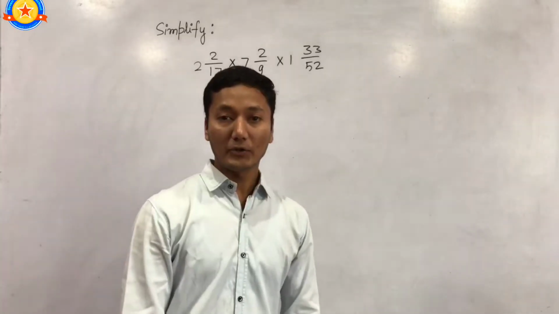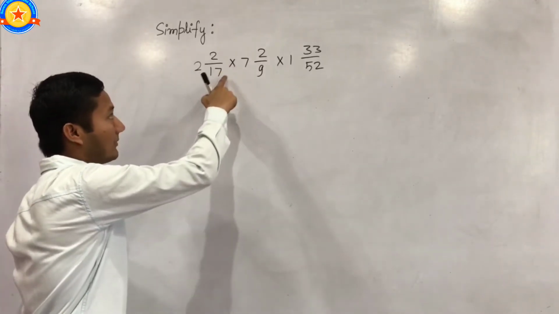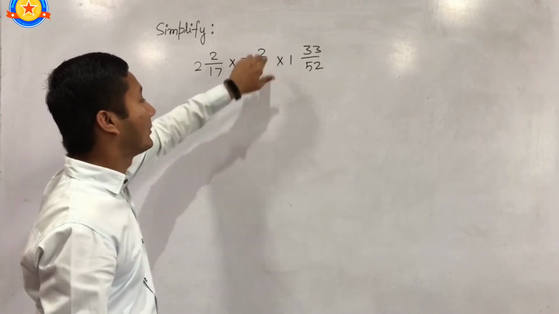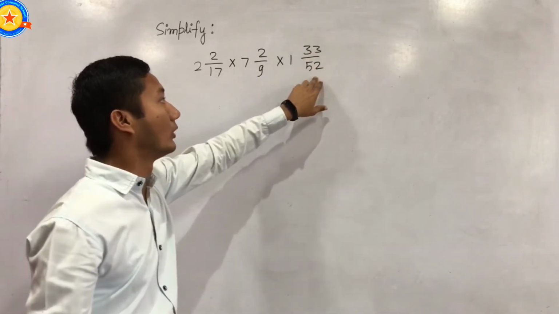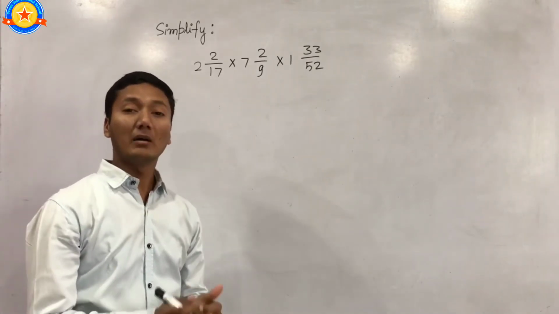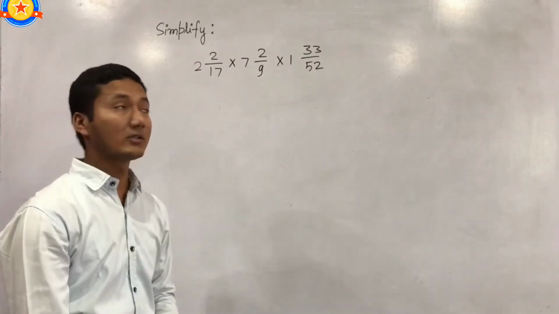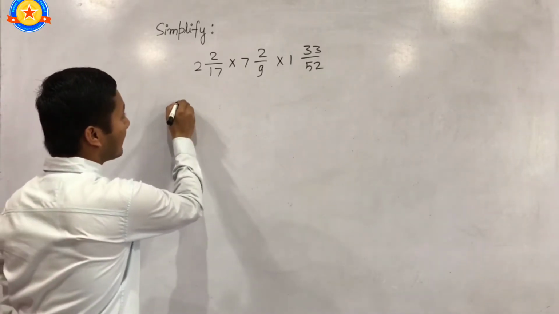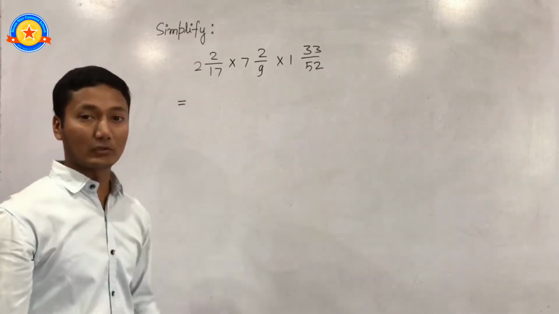Now students, our next question is 2 whole 2 by 17 multiplied by 7 whole 2 by 9 multiplied by 1 whole 33 by 52. Now this time we have to multiply mixed numerals with mixed numerals. Now if we are going to solve this, then how can we solve it? Just simply, first of all, we need to make fractions from the mixed numerals.